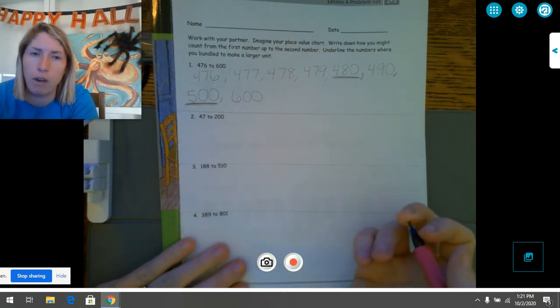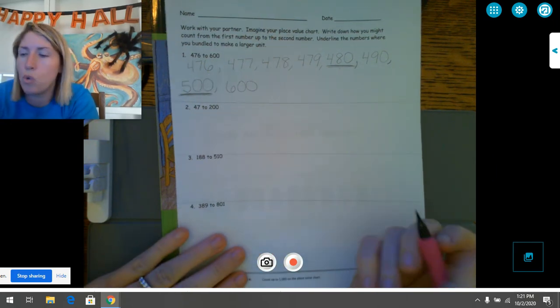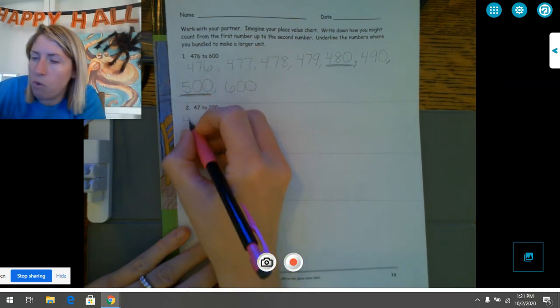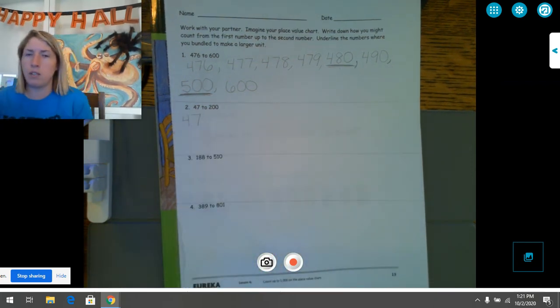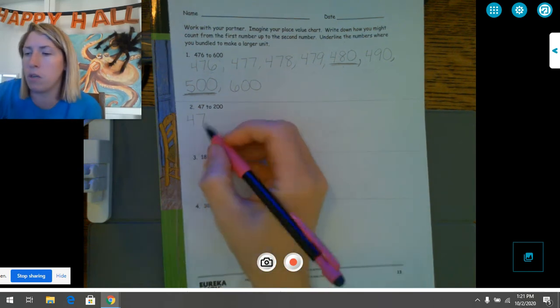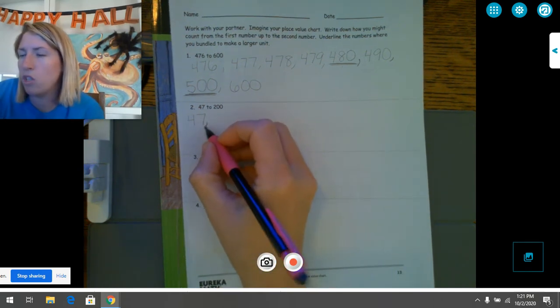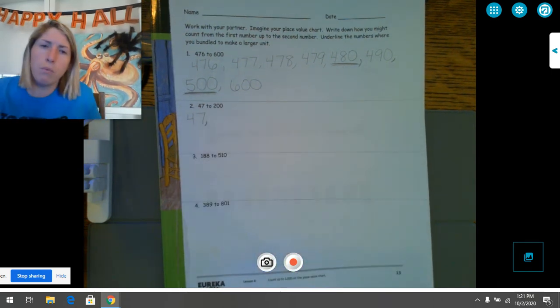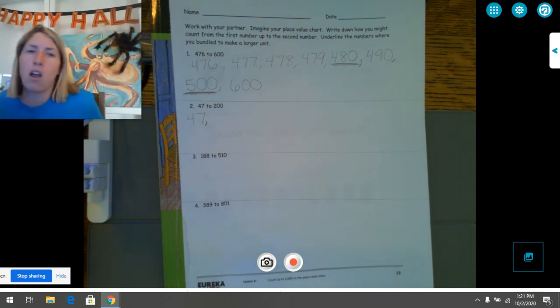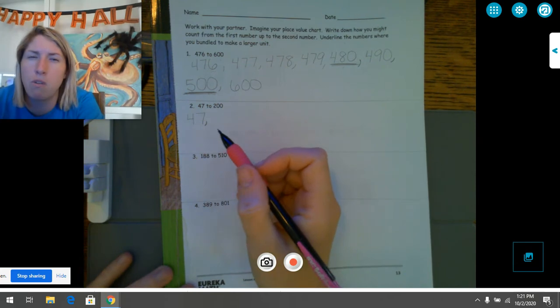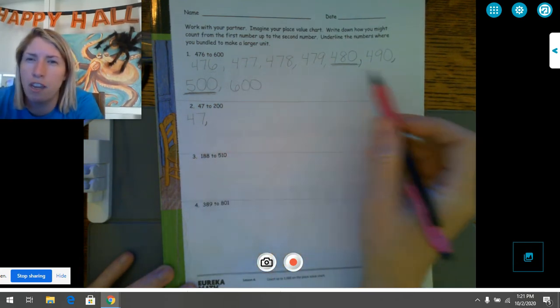Let's practice another one. 47 up to 200. So I'm going to start with 47, and remember not to write it so huge that you can't fit all your other numbers. Usually we use a comma when we're writing sentences, but they are also important with numbers. We're using our commas to separate our numbers so you can tell it's not just one giant number.